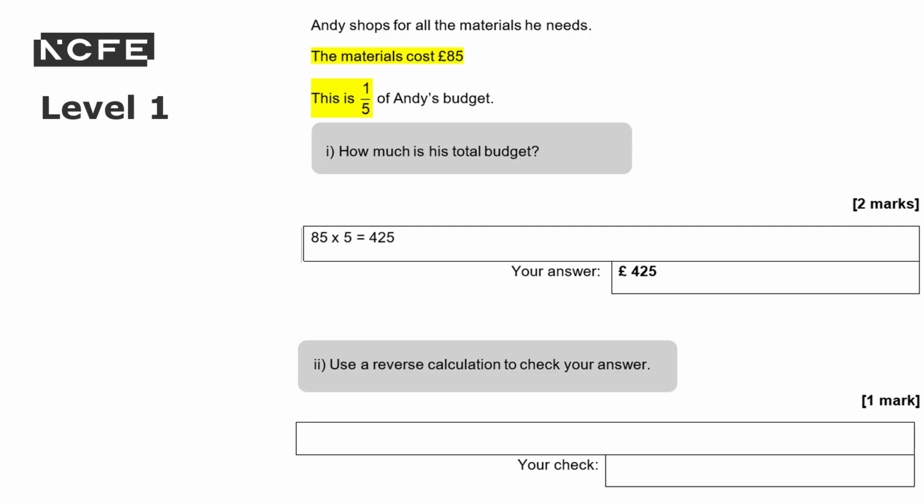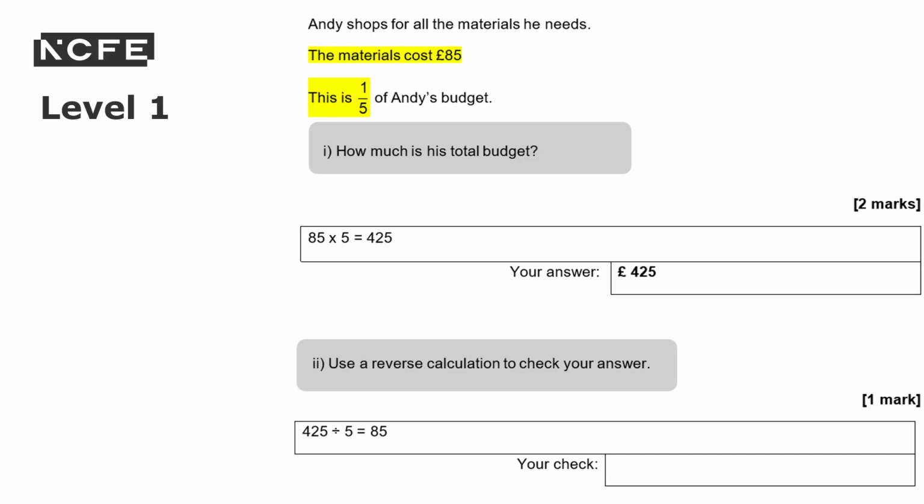And then next it says use a reverse calculation to check your answer. And since we did a multiplication, then the reverse of this is a division. So let's see, is 425 divided by 5, does that equal the £85 of the materials? Yes, it does. And therefore, that is our check. We have done the reverse calculation, and importantly, we've also written what it equals, because this is what the Chief Examiner found. Learners might have written 425 divided by 5, but they did not write the equals 85 as an example.